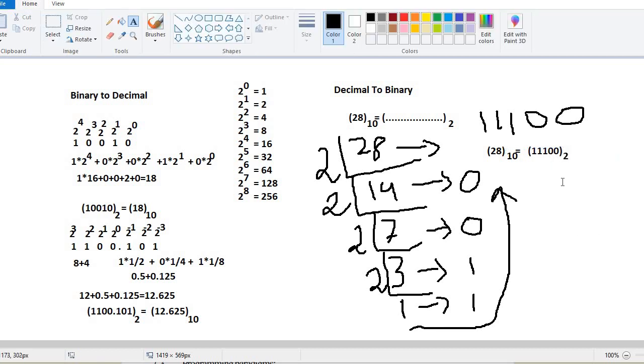Okay, so this is what we are getting now. So see, when you convert binary to decimal, you multiply it with 2 to the power 4, and when we convert decimal to binary, we start dividing by 2, and from the end we take the value.